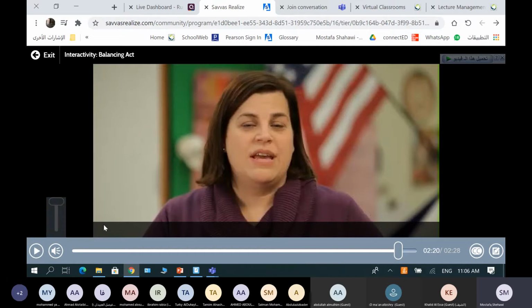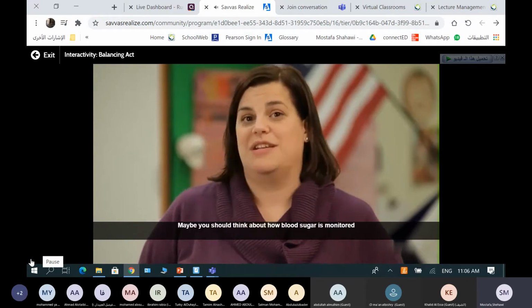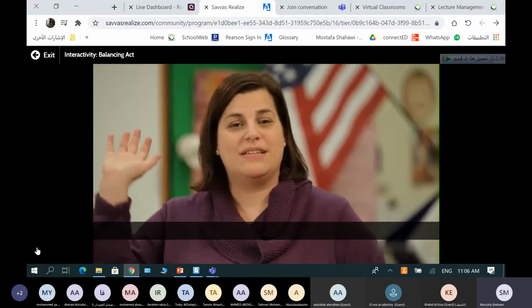Again, this is a way of your body systems interacting to keep balance. Maybe you should think about how blood sugar is monitored in this example. That's it, she's giving you a hint. So you will search about how the body maintains blood sugar stable. Okay, guys? This is the thing that you have to search for: how your body will keep blood sugar stable at a certain limit. Until next time.